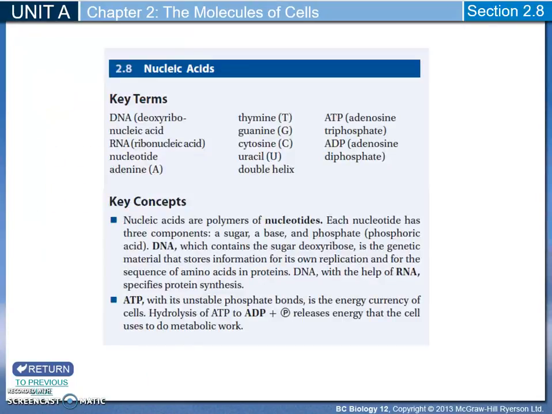So here's a summary of what we looked at in this particular section. And so that concludes the main groups of the biomolecules, which include the carbohydrates, lipids, and proteins.